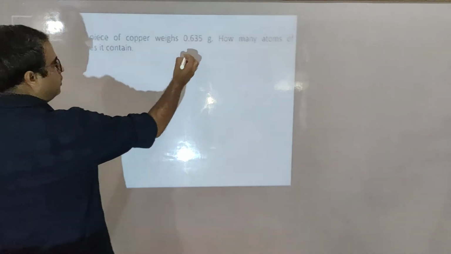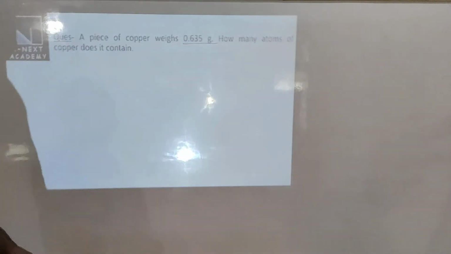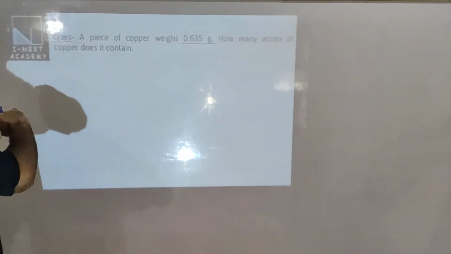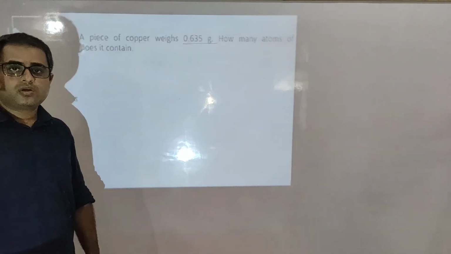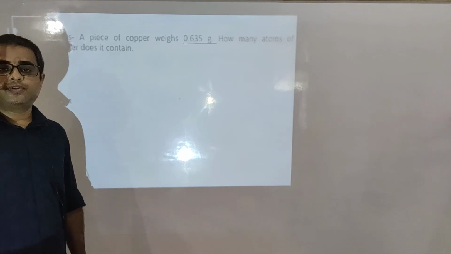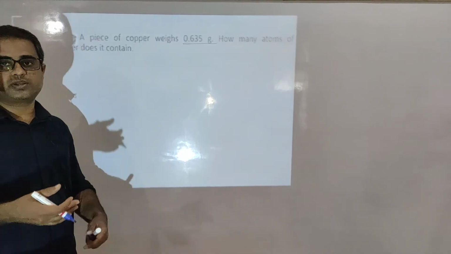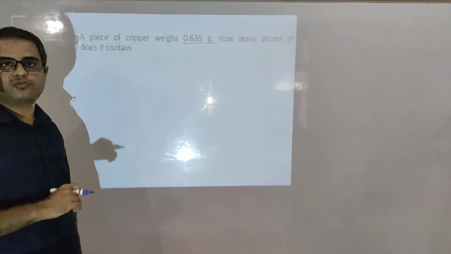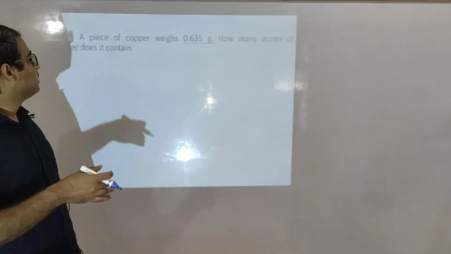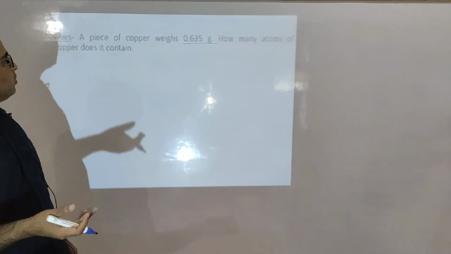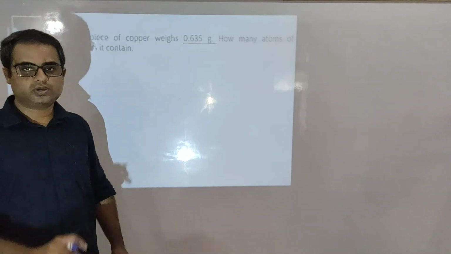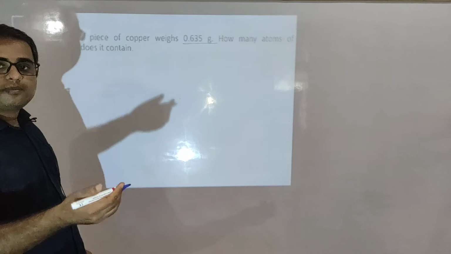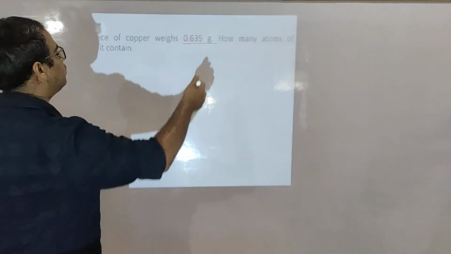Now, what is given here? The mass of copper is already given. Now they are asking how many atoms of copper it contains, which means you have to calculate the number of atoms. We already know that when we have to calculate the number of atoms, first we calculate the number of moles. Here molecule is not there, only atom is there, so from the number of moles we will directly calculate the number of atoms. So first we will calculate the number of moles for this much mass of copper.